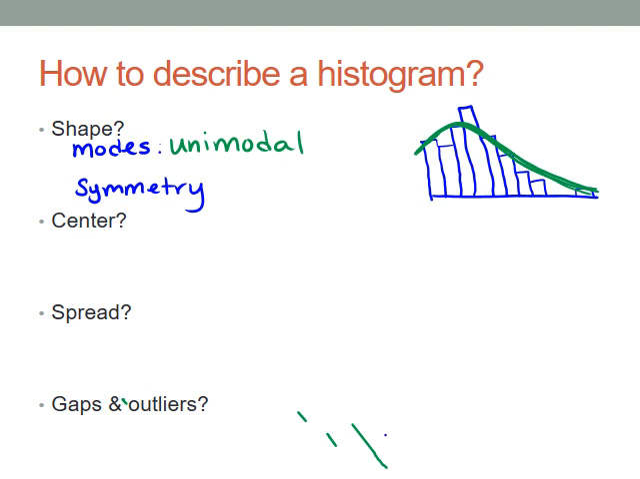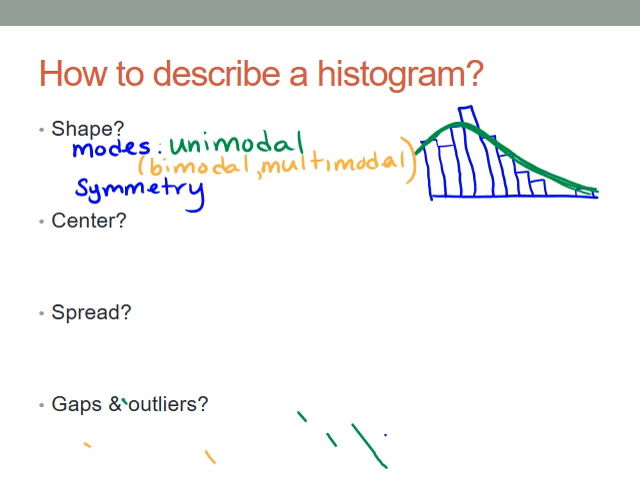Okay, some other options that you could have. You could also have bimodal, that would have two bumps. Anything more than that would be multimodal. You're basically talking about how many different centers your histogram has. So in this case, we're looking at unimodal.